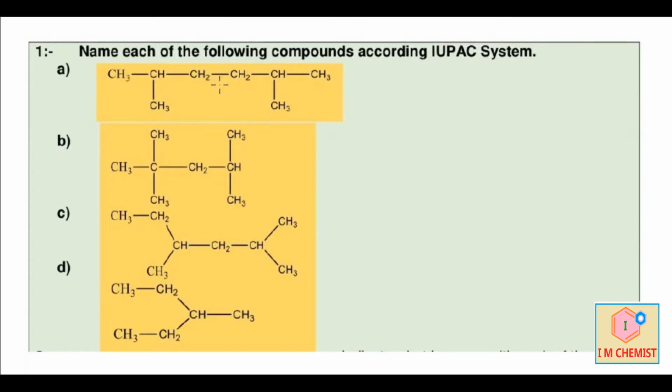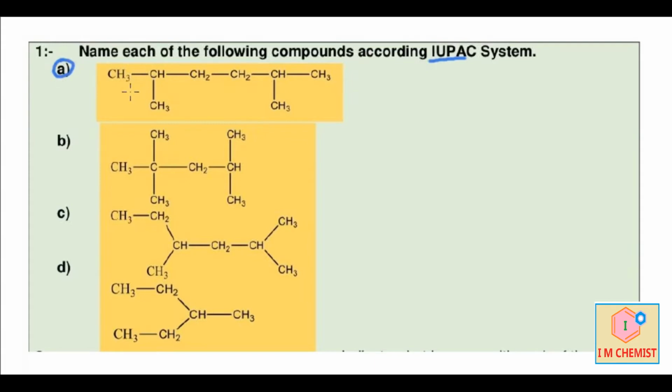In today's video we are going to learn how we can name organic compounds. Various examples are given. Now we have to write down their names as per the IUPAC system. What is the IUPAC system? IUPAC stands for International Union of Pure and Applied Chemistry. So let's begin with the first example.